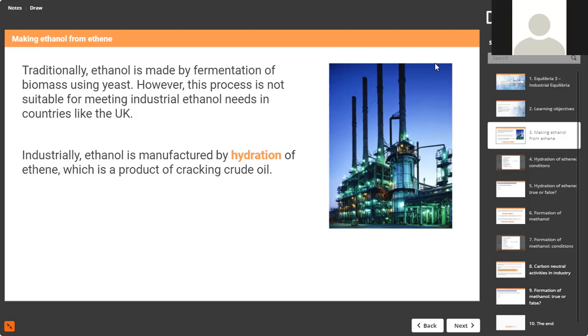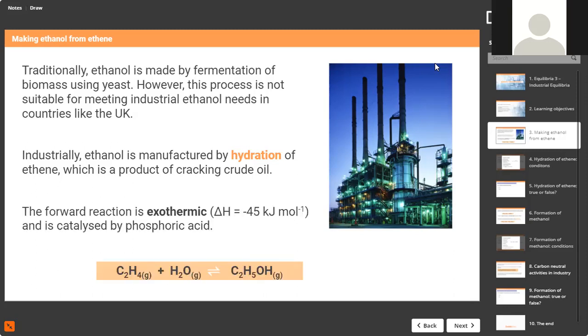What we do industrially is we make ethanol and we manufacture it by hydration of ethene. And ethene is a product of cracking crude oil. So if you think back to GCSE and you've done cracking and crude oil, ethene is a product of cracking crude oil, and we can make ethanol by hydrating ethene. So the forward reaction is exothermic and it is catalyzed by phosphoric acid.